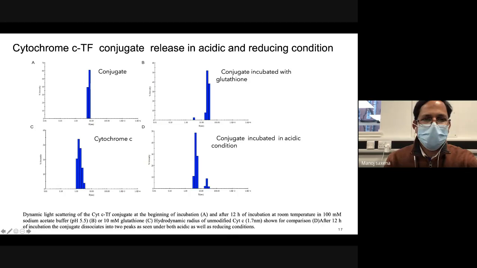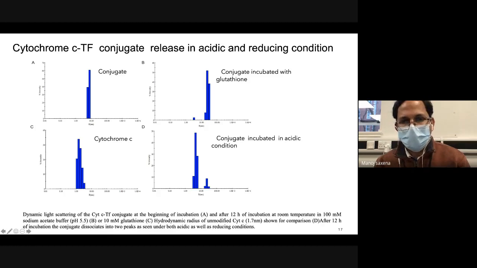So here what you're looking at is the result from a dynamic light scattering experiment in which cytochrome C alone is compared with the conjugate which is incubated in conditions which are inside the cell, because inside the cell is a reducing condition and glutathione is a chemical which provides this reducing condition. Also, when I incubated this conjugate in acidic condition, you can see that the two peaks are separated, which indicates that these two proteins were separated on incubating in acidic condition as well as in glutathione.